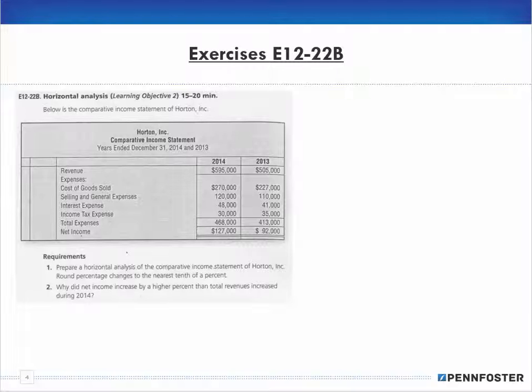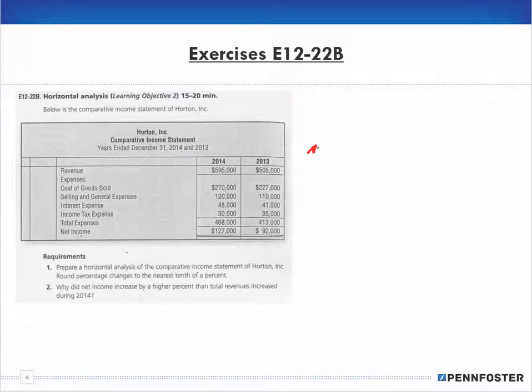Okay, horizontal analysis. Below is the comparative income statement for Horton. Prepare the horizontal analysis of the comparative income statement. Round the percentage changes to the nearest tenth of a percent. Why did the net income increase by a higher percentage than total revenues increased in 2014? I'm going to use this data here. I'm not going to rewrite it.